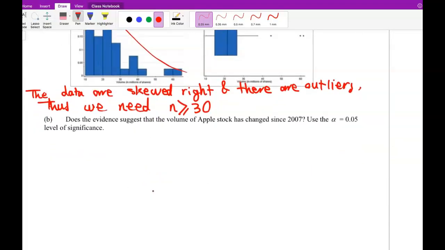Okay, then part B: does the evidence suggest that the volume of Apple stock has changed since 2007? Use alpha 0.05, and that is the level of significance. Okay, step 1.